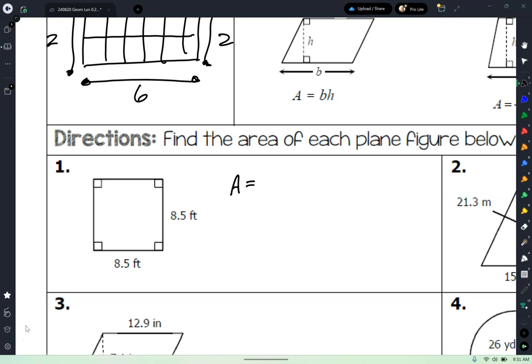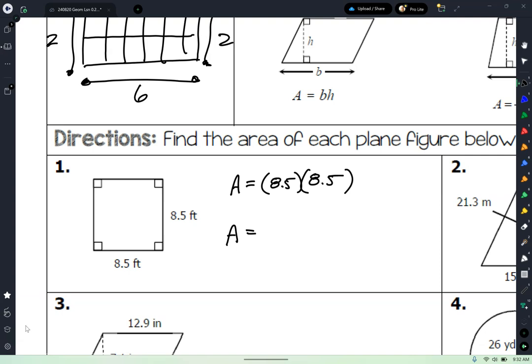Area is equal to, now this is a square, right? So we would still do base times height. So I'm going to do two sets of parentheses, base times height. You fill in the numbers that go in there. Okay, you should have put 8.5 and 8.5, right? And then from there, you can calculate your answer on your calculator, and then jot it down. We're going to round our answer to the hundredths if we need to. We'll talk about that in just a second.